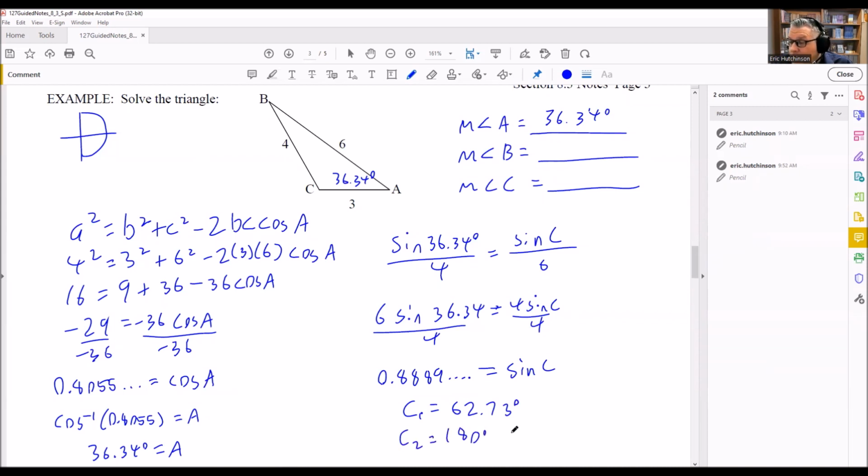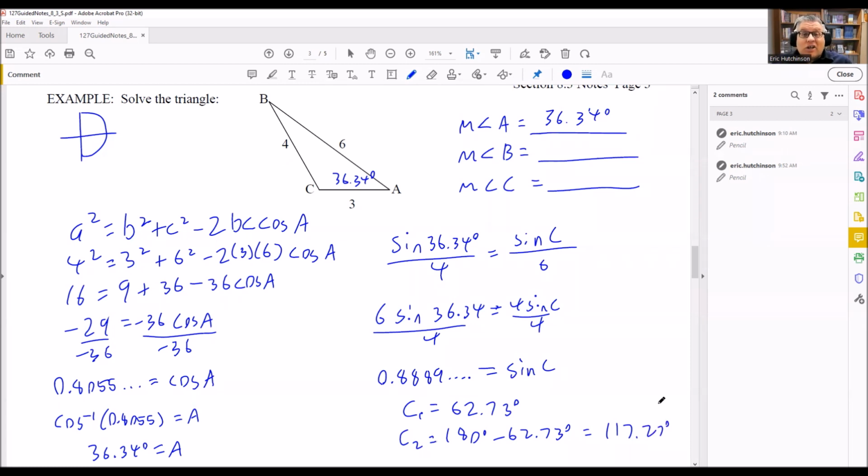But we have a secondary solution. Automatically, you're going to subtract it from 180 because, again, that's the reference angle formula you would use for the second quadrant there. So 180 minus 62.73 degrees, and we get the secondary solution, 117.27 degrees.